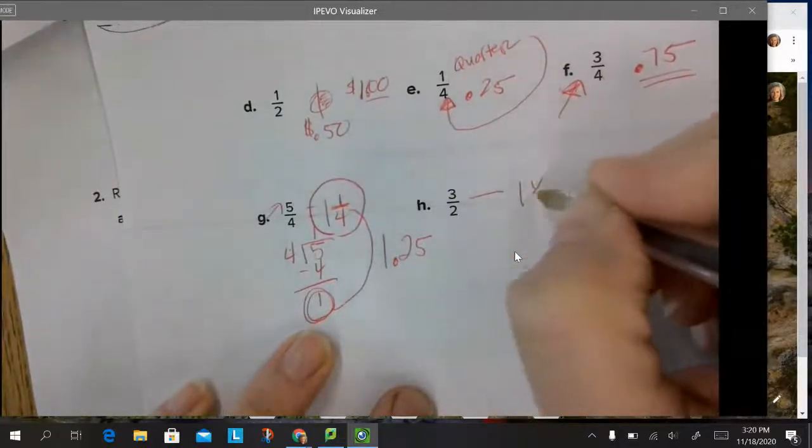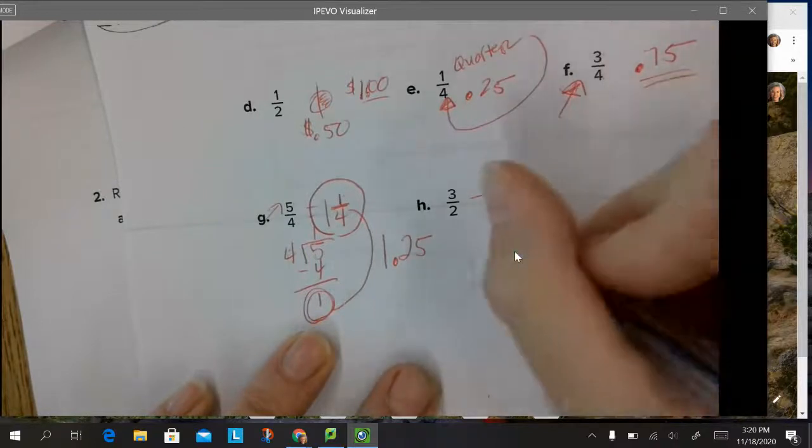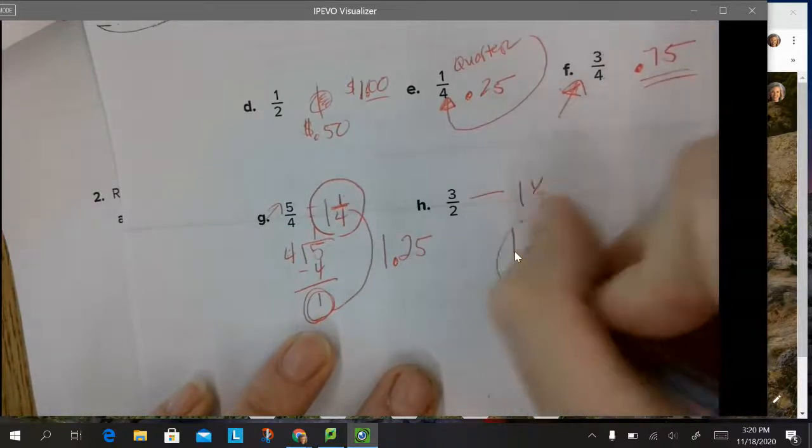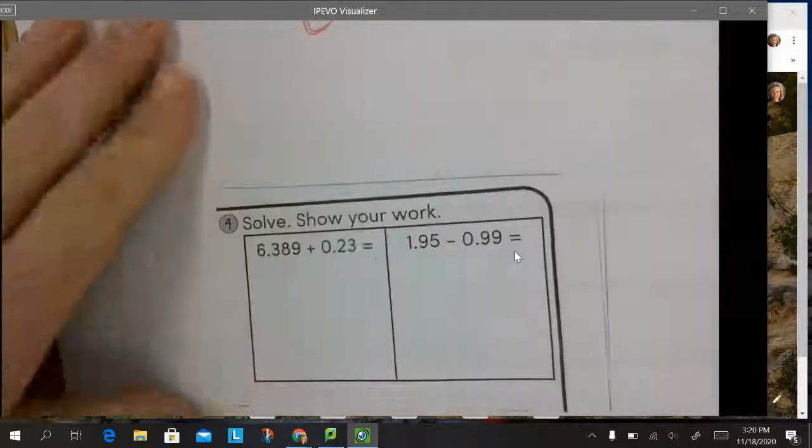3/2 can be simplified into 1 1/2. And then as a decimal, it's 1.5. All right, moving on. You guys are doing great.